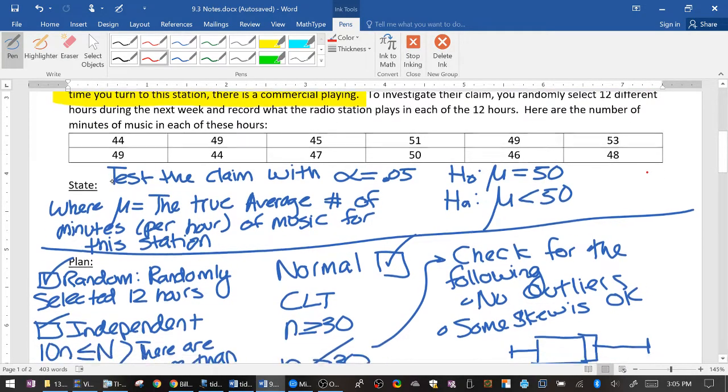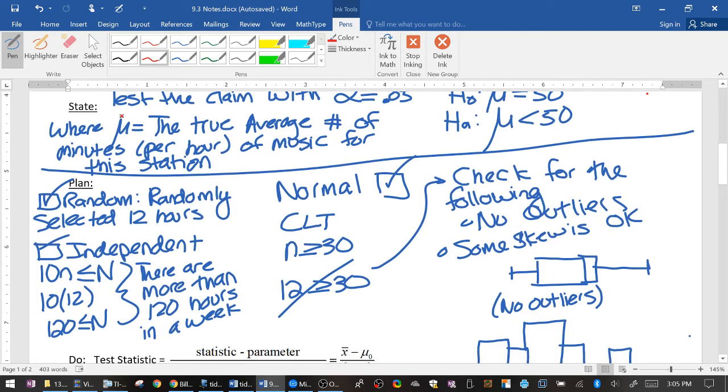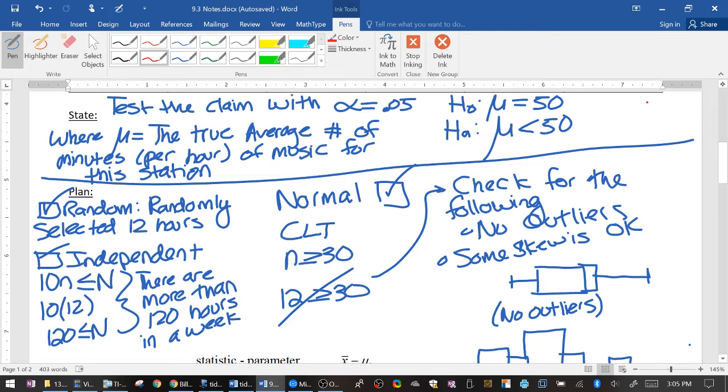the beginning, which was our state. So, hold on, my computer's catching up. So, the null claim was that they play 50 minutes of music per hour. We're trying to prove that they're less than 50 minutes of music per hour. And we did our checks. We did random check, our independent check, and our normal check.